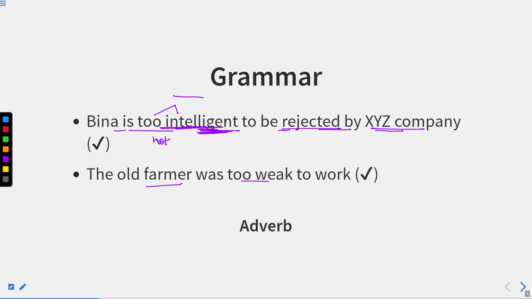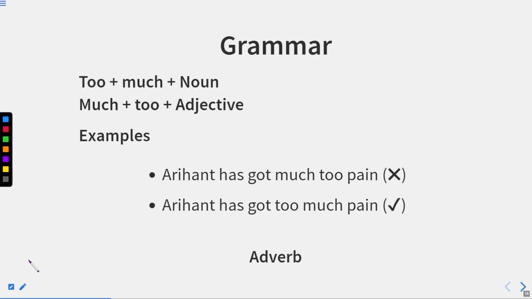The old farmer was too weak to work. Now, of course, too weak because his quality does not enable him to do that particular work. Therefore, this sentence is absolutely correct because he is too weak to work. He's very, very weak. He's so weak that he cannot work. So, this is the style of using too and to together to make the sentence negative. I hope you understood this point. Now, let us move further.